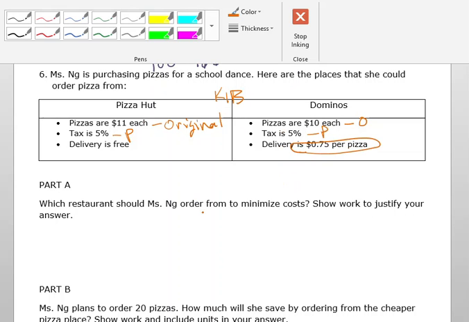All right, so which restaurant should Miss Ing order from to minimize costs? We want to minimize costs. So she's going to choose her restaurant based on which costs the least. All right, show work to justify your answer. Again, I'm not given a ton of room here. So maybe just here are the places that she could order pizza from.